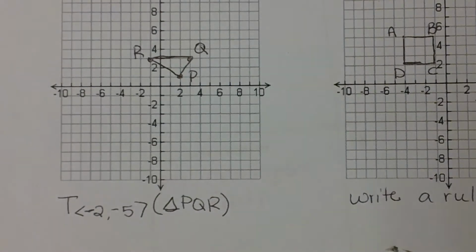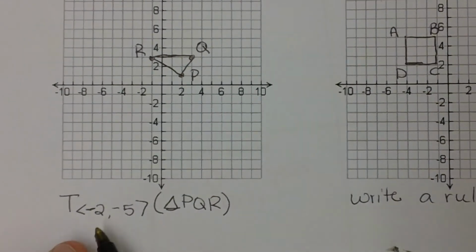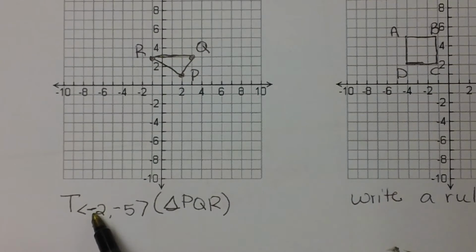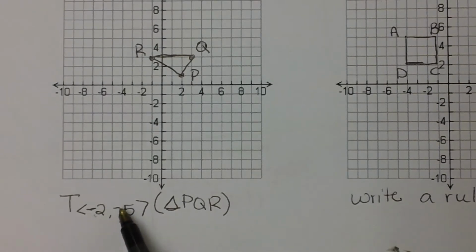We have triangle RQP, and when you want to translate something, it looks something like this. It wants to translate this by (-2, -5). What that's saying is for each x coordinate we're going to go to the left 2, and for each y coordinate we're going to go down 5.